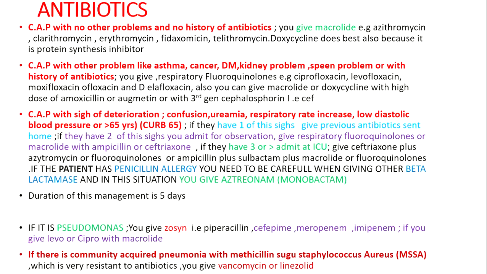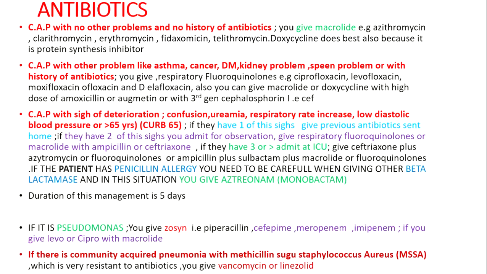So you need to remember this management so that you can manage pneumonia properly. You can have a patient who has community-acquired pneumonia with no other problem and no history of antibiotic use. You give macrolides and you can discharge the patient, or you give doxycycline, which is a protein synthesis inhibitor, and when protein synthesis has been inhibited, it will reduce the growth of bacteria in your body.